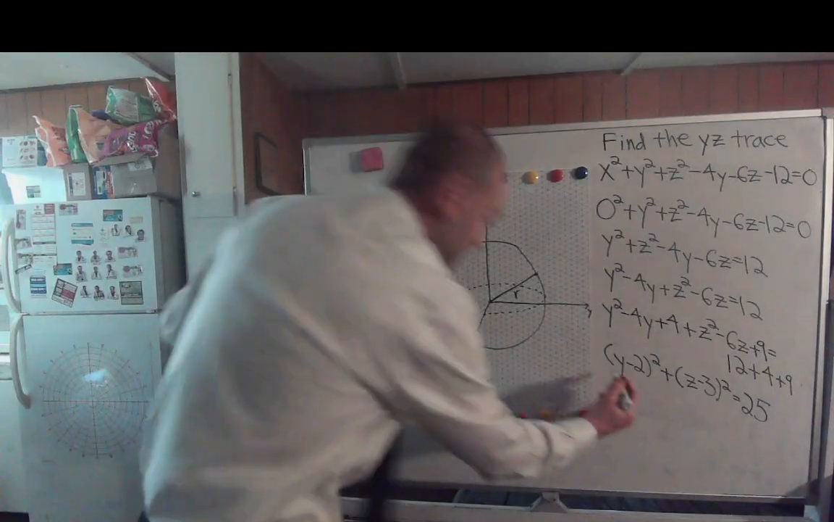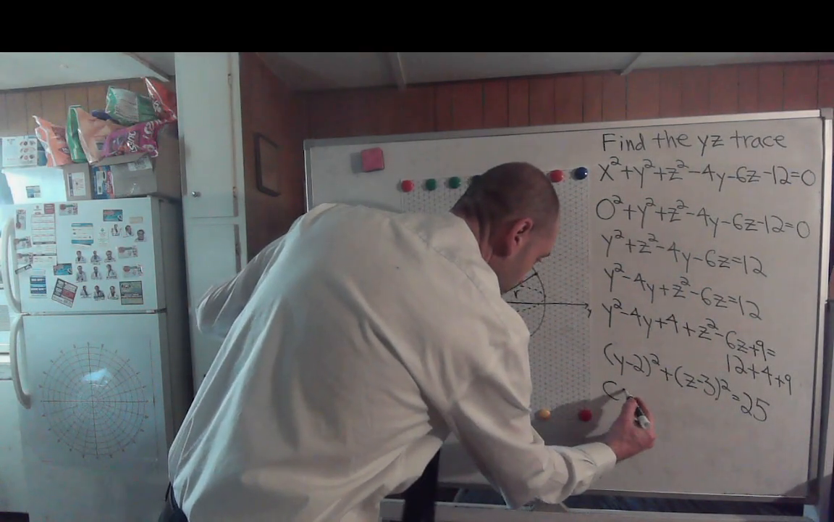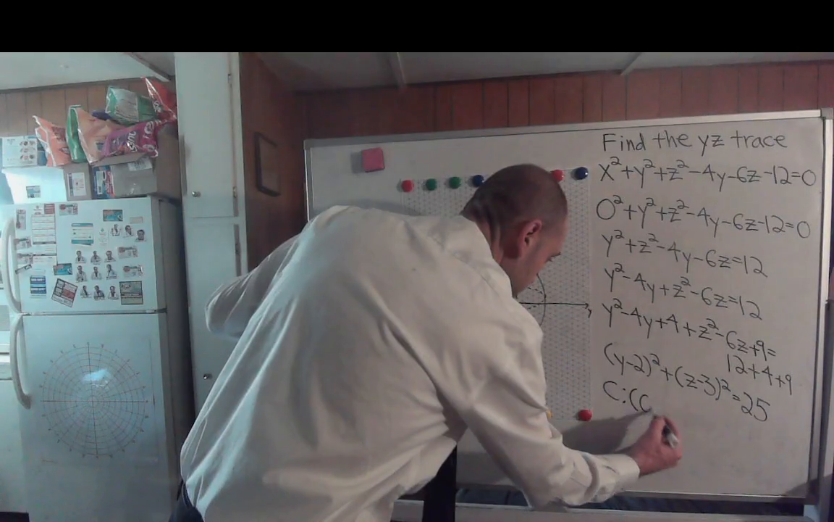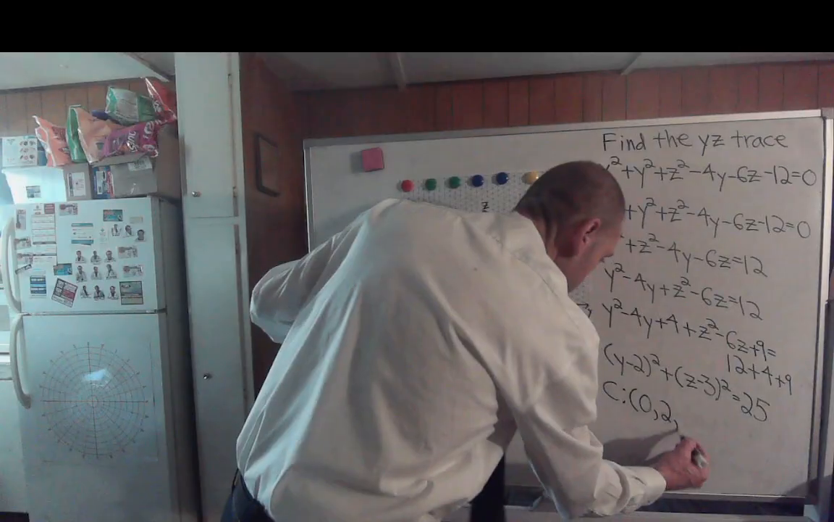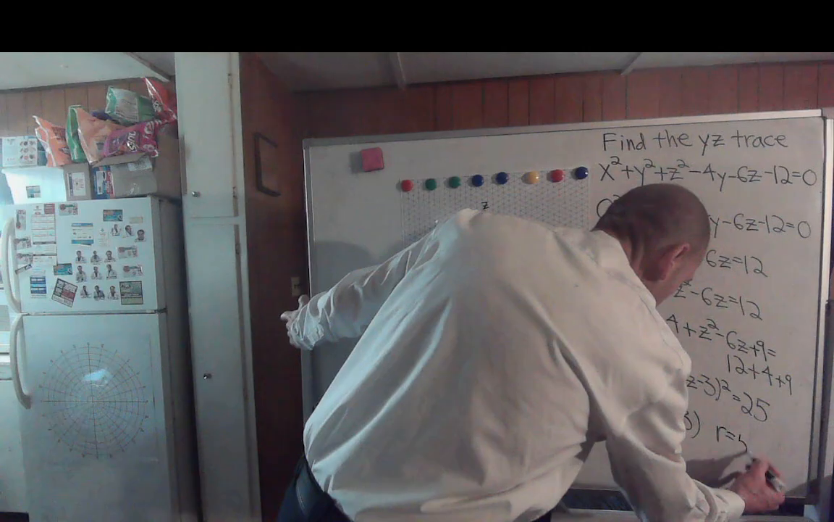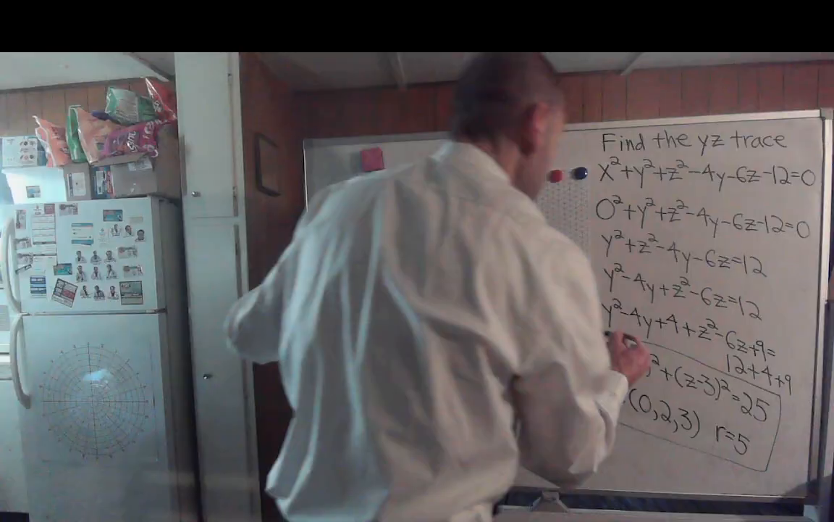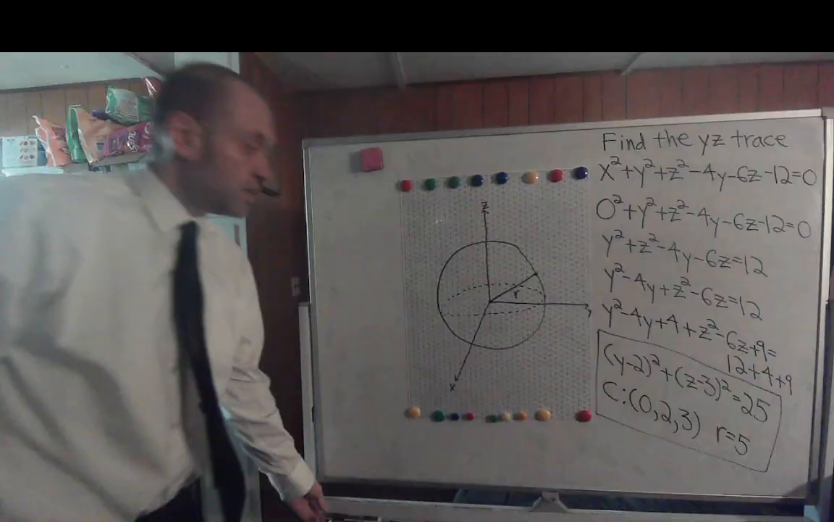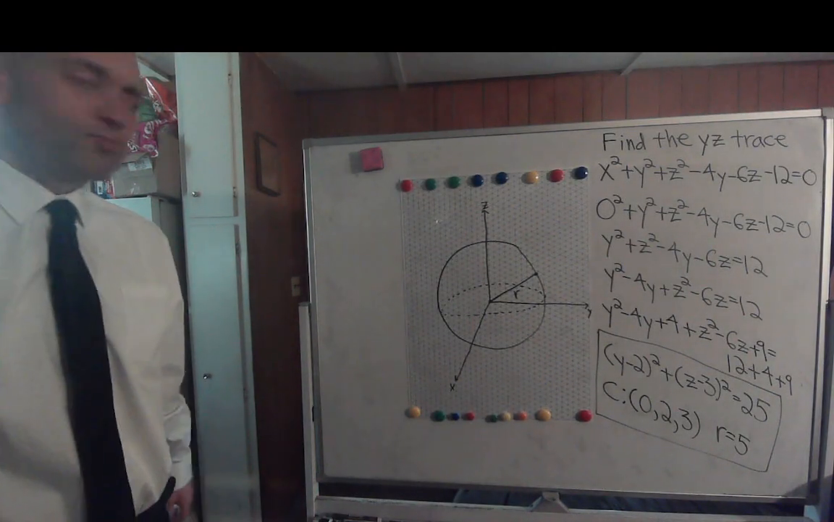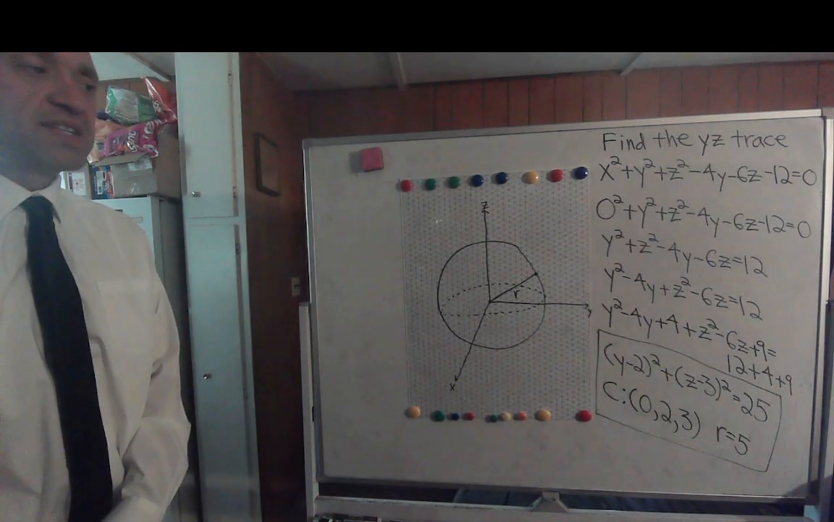Which means the center, since it's a yz trace, has a default x coordinate of 0. Y minus 2 equals 0, so y would be 2. Z minus 3 equals 0, so the z coordinate would be 3. Radius equals the square root of 25, or simply 5. So those would be the specs for your yz trace of this sphere. So as you see, really pretty basic, pretty easy stuff.